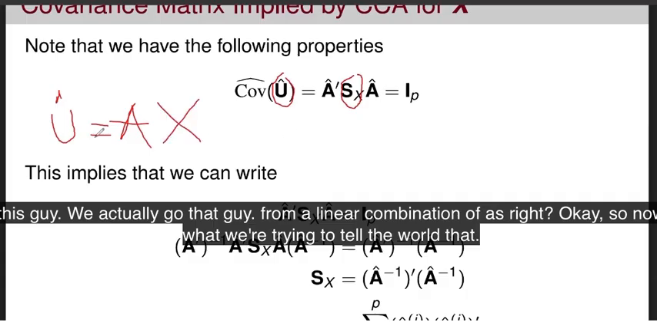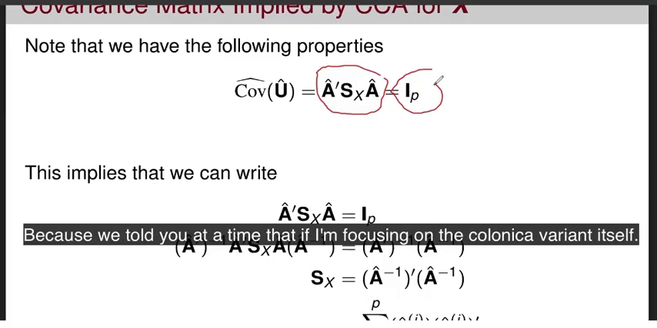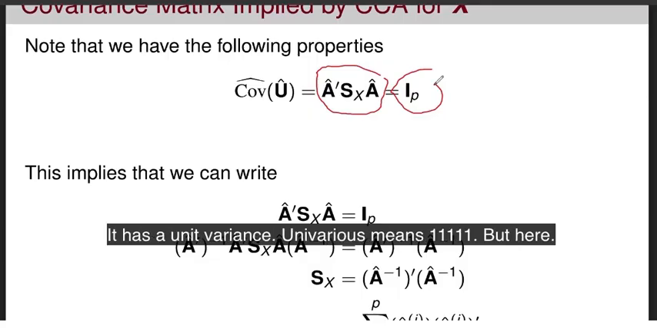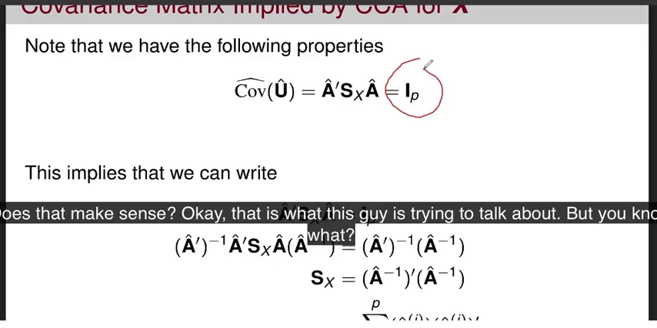Okay, so now what we're trying to tell the world is that we expect this guy to give us identity, because we were told the other time that if I'm focusing on the canonical variate itself, it has a unit variance. Unit variance means 1, 1, 1, 1, 1. But here we're going to say identity. You know why identity? Because in the diagonal of identity, what do you see? 1, 1, 1, 1, 1. Does that make sense? Okay, that is what this guy is trying to talk about.